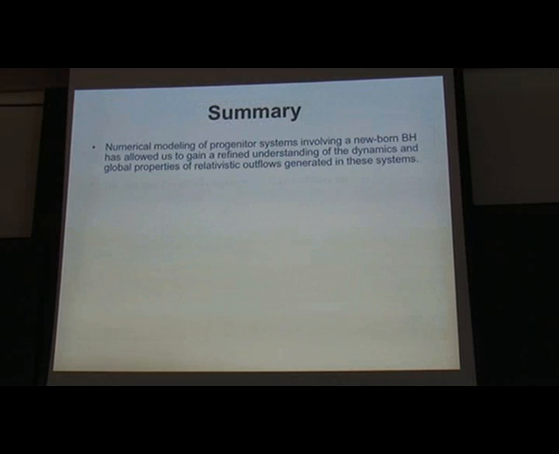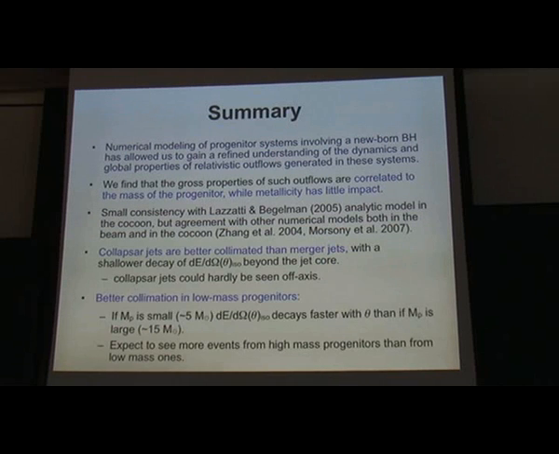And as a summary, the numerical modeling of progenitor systems involving newly born black holes has allowed us to gain a refined understanding of the dynamics and the global properties of relativistic outflows generated in those systems. We find that the gross properties of such outflows are correlated with the mass of the progenitor, while the metallicity has little impact. The simple analytic model of Lazzati and Begelman is only marginally consistent with the distribution of energy in the cocoon, but not in the jet itself. But our models, on the other hand, are in the ballpark of what other numerical models predict.